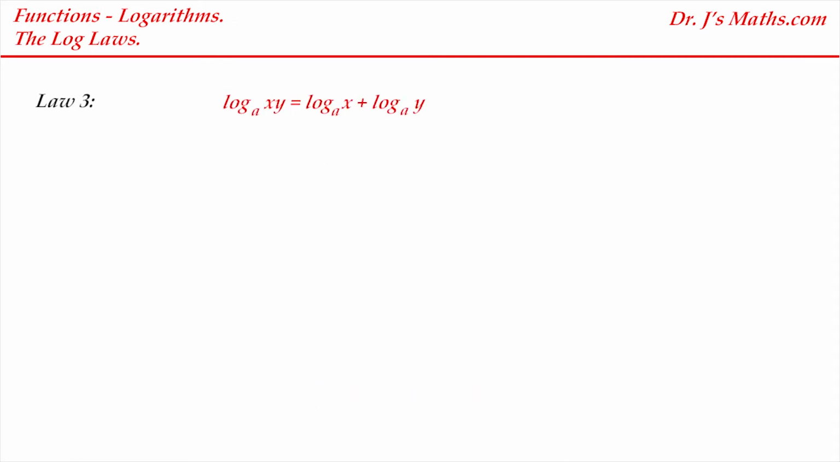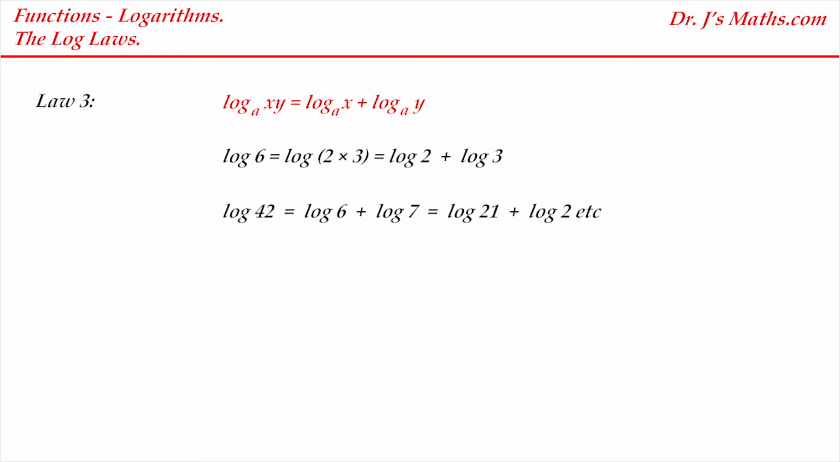So I'll rewrite that law on the top of this page, because your screen's not quite big enough to have the rest. So we have log 6. Now 6 is equal to 2 times 3. So we've got an xy term here. And then the law says we can split that term up to say log 2 plus log 3. Log 42 is equal to log 6 times 7, so we can write log 6 plus log 7, or we could have said 21 times 2, which means that we could have written log 21 plus log 2, etc.